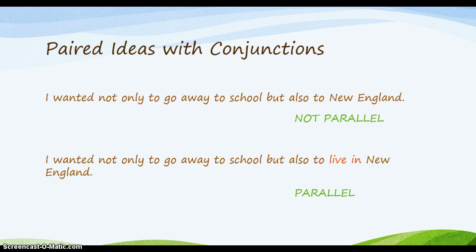Let me show you what makes that parallel. If you look on the right-hand side, after the but also, you'll see the words to live. That is an infinitive. On the other side, we have to go. So we put infinitives on both sides of the correlative conjunction, and that's what makes this parallel.